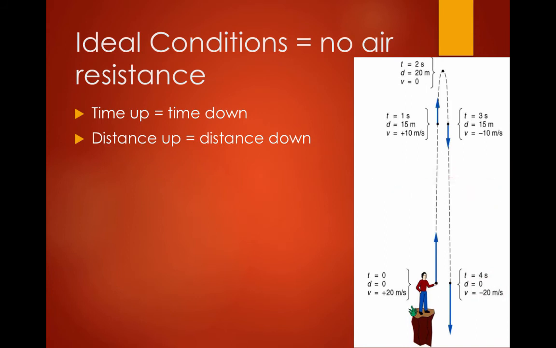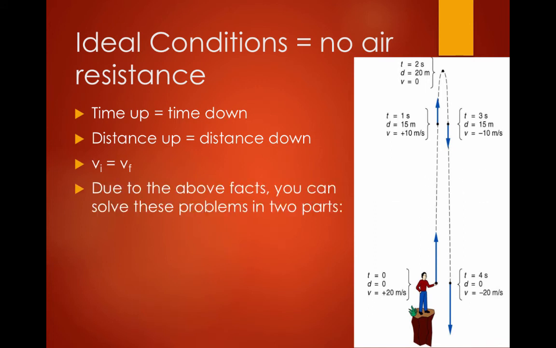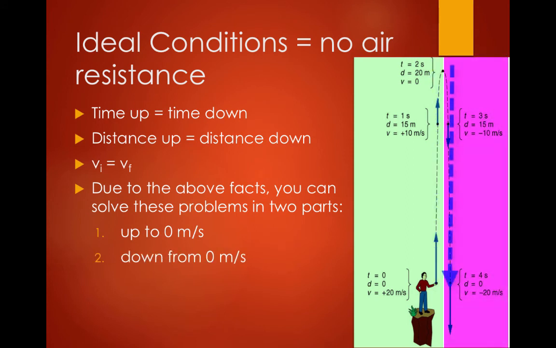Also, using our example, you'll notice that the distance up will also equal the distance down. Under ideal conditions, the magnitude of the initial velocity should also equal the magnitude of the final velocity. We'll demonstrate this to you later when we solve some problems. Given the above facts, you can solve these problems in two parts: the part where the object travels to the peak, arriving at 0 meters per second, or the part where the object falls from the peak, starting at 0 meters per second.